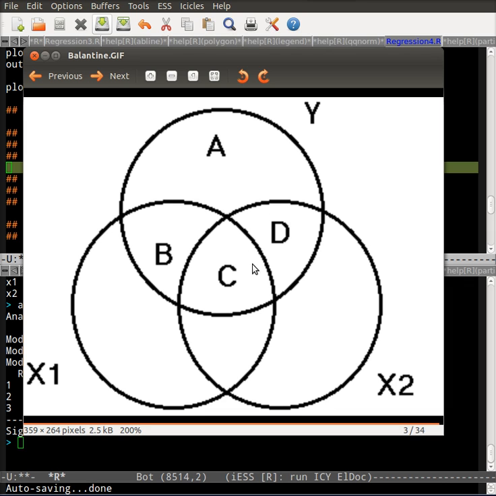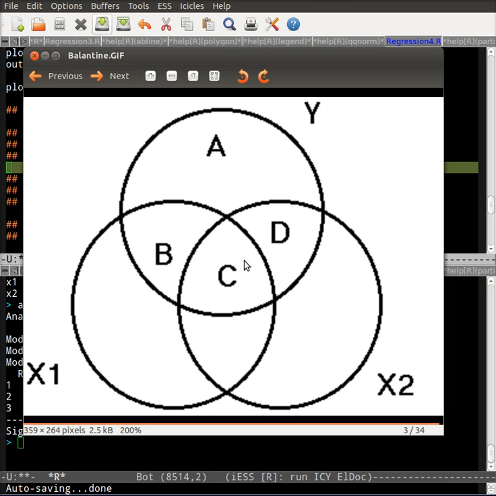Similarly, D is the unique variance between x2 and y after x1 is taken out. So B and C are taken out by doing a simple regression where y is a criterion and x1 is a predictor. B and C is the shared variance between x1 and y. You take that out. And if you use the residual as the criterion and use x2 as a predictor, what you would get is D. And D would be the common variance between x2 and y. Okay.